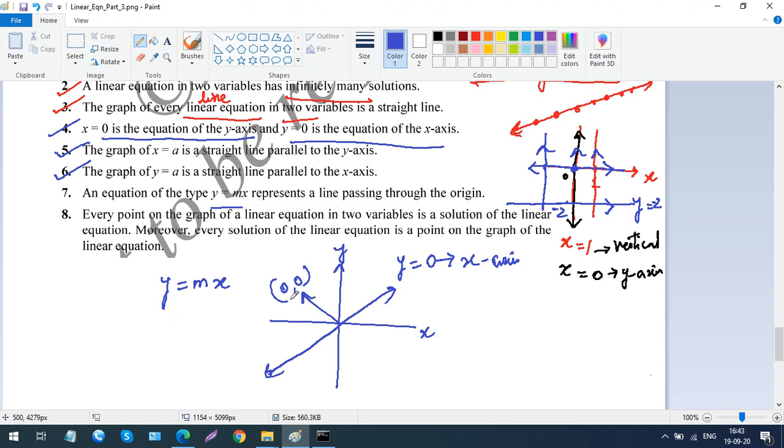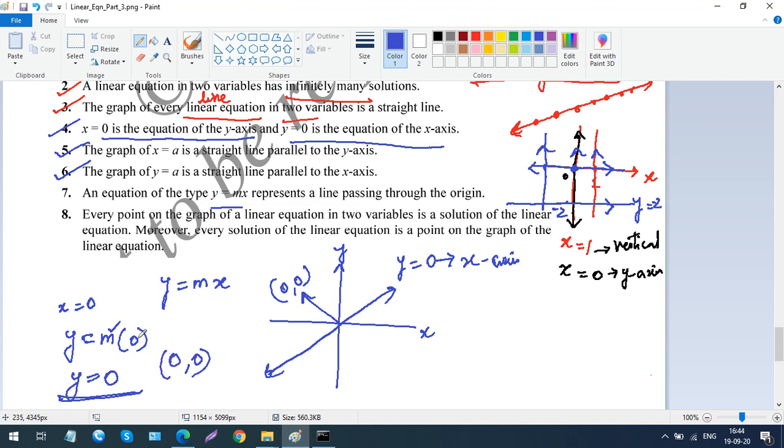Okay, see, let me just take x equals 0. If I put x equals 0, what do I get? I have the equation y equals mx, m times x, right? So m into, for x let me put 0. So I'm getting y equals 0, however big the number m is, you're going to finally end up getting a 0, right? So for x equals 0, you get y also as 0.